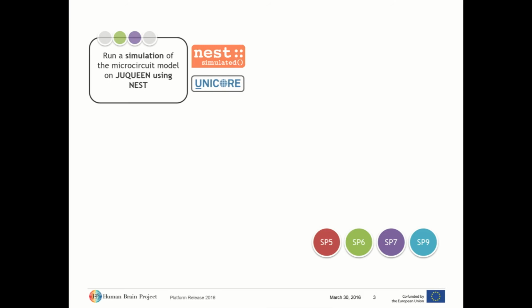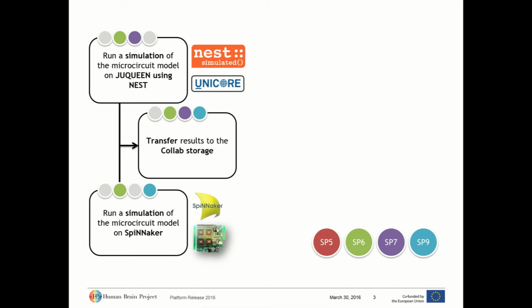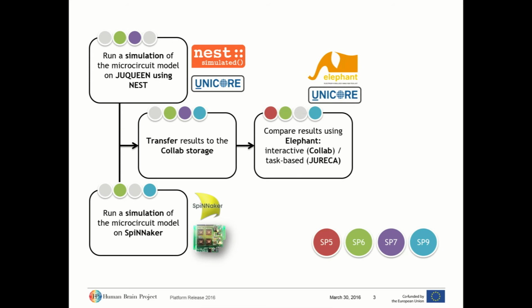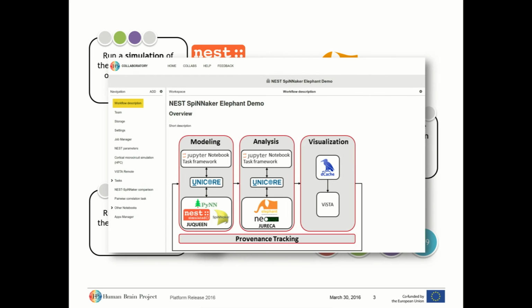I will now briefly demonstrate how the HPAC platform and the collaboratory enable to simulate the model of the cortical microcircuit using the NEST simulator on the JUQUEEN supercomputer, simulate the exact same model using the SpiNNaker hardware, pool the data in a central location, validate the results by a battery of comparisons using Elephant, and visualize the results. This task requires that many experts of different backgrounds work together to achieve a common goal.